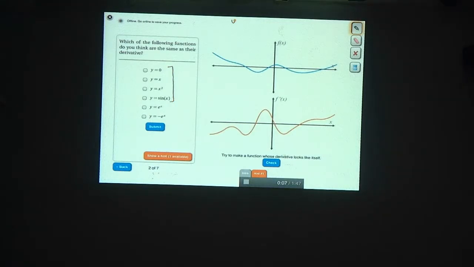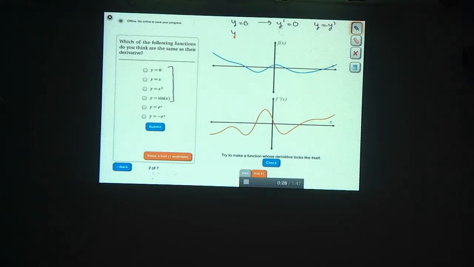The derivative of y equals 0 is just 0, because the derivative of any constant is 0. Notice that because y equals 0 is the same function as y prime equals 0, y is equal to y prime, so the function is equal to its derivative.